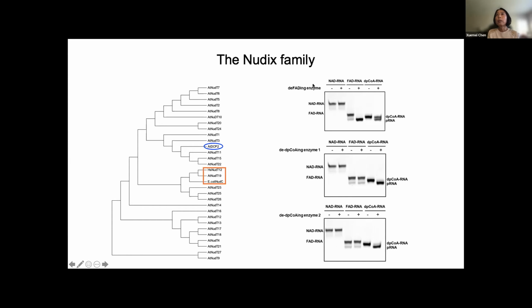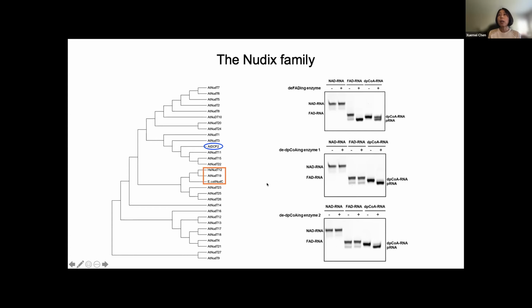For example, let's first look at this, what we call deFADding enzyme. So these are NAD RNA, FAD RNA, and DP-CoA RNA treated with the enzyme or not. And you can see that this enzyme does not act on NAD RNA, but it's very active on FAD RNA. And it can also, to some extent, act on DP-CoA RNA. And we found 2 enzymes that are very specific towards DP-CoA. These 2 enzymes do not act on NAD RNA, they do not act on FAD RNA, and they are very efficient on DP-CoA RNA. I'm not showing you the kinetics of the reactions, but we have data on that to show that these enzymes are efficient and specific towards DP-CoA RNA.